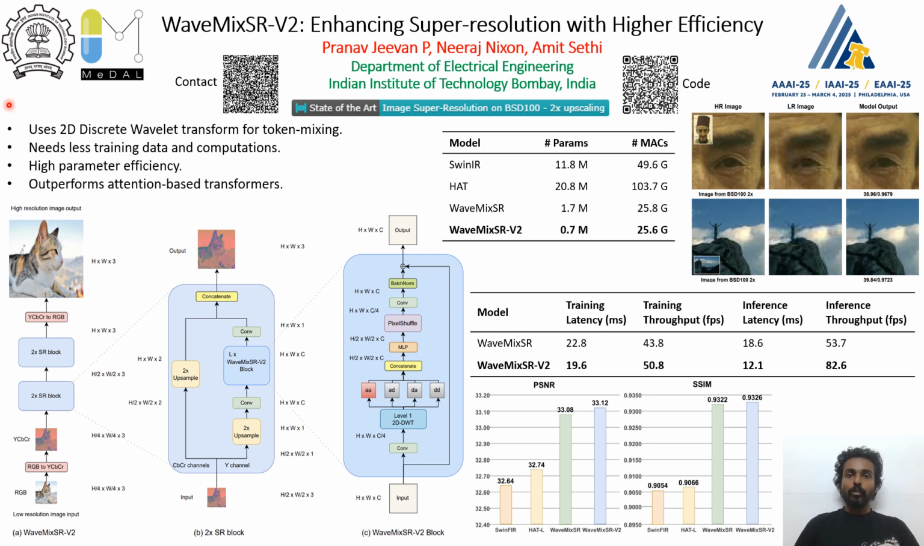However, transformers often come with quadratic complexity, higher data demands, and heavy computational requirements, which can lead to significant resource consumption. To address these issues, we developed a novel token mixing architecture called WaveMix. WaveMix employs the 2D discrete wavelet transform for token mixing.